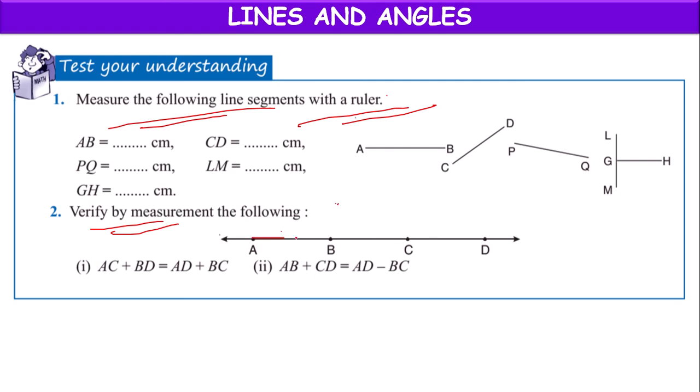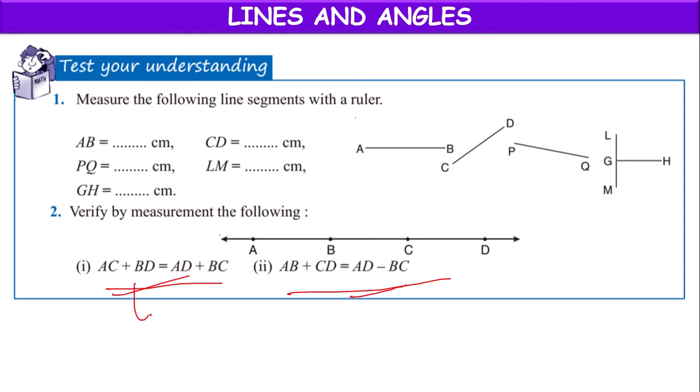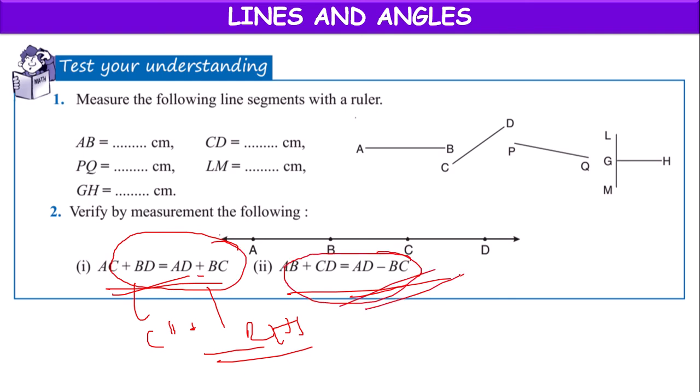You have to note down their values: AC, BD, AD, BC, AB, CD, AD, BC, and you have to check these conditions whether they are true or not. LHS and RHS both are becoming equal or not. Whether this equality is true or not, true or false, that you have to identify.